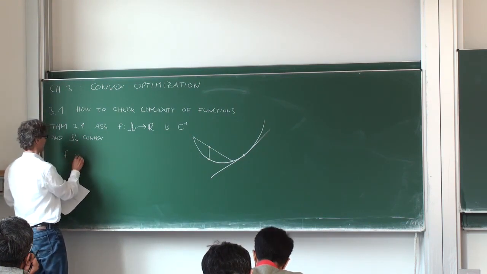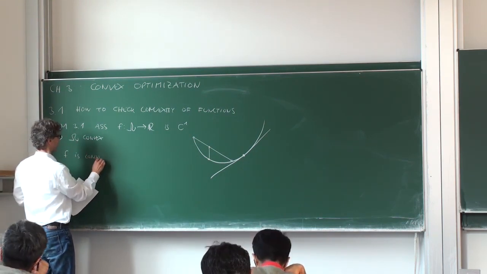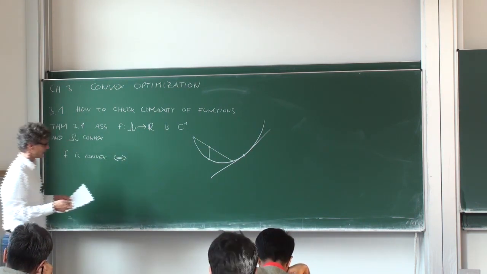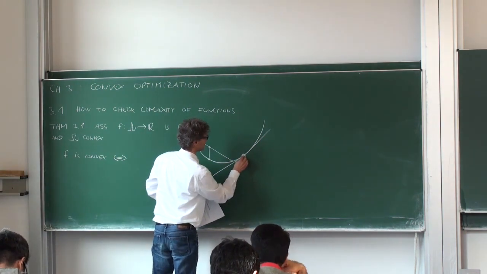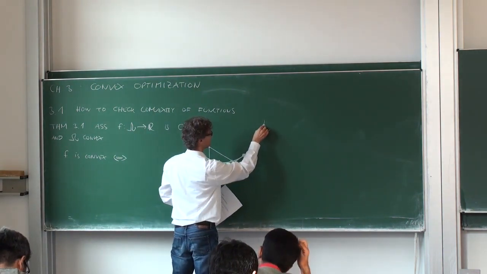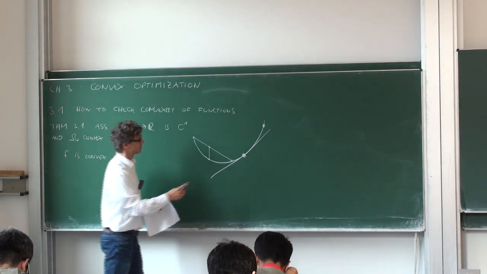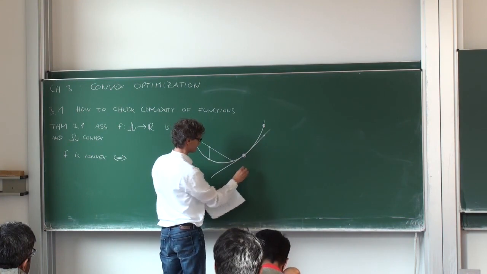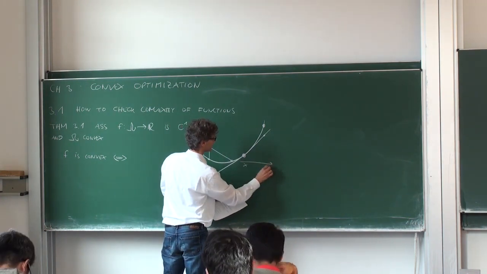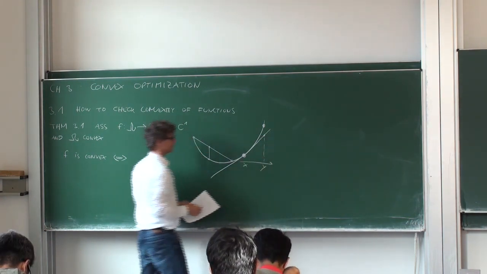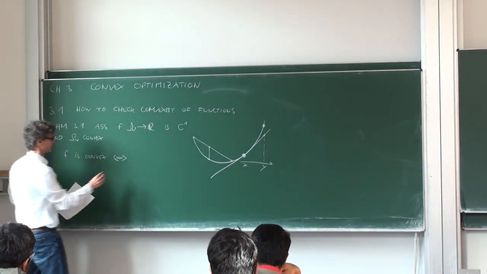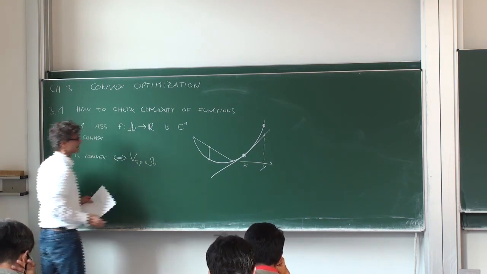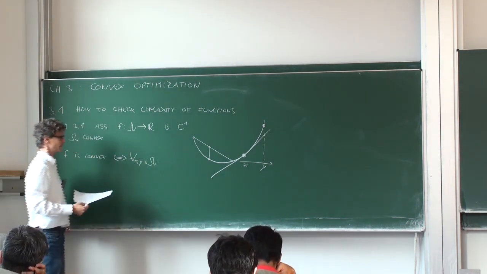f is convex if and only if. And now the statement is, for any 2 points, so you take one point here, you take another point here on the graph, this point must be above the Taylor series of the other. We call this point here x, and this point we call y. And so for all x and y in the domain, this inequality should hold.